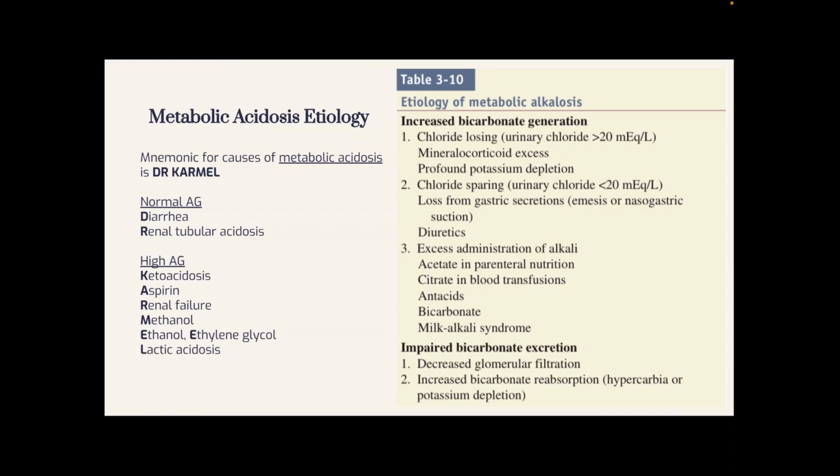Here there's a good mnemonic for remembering metabolic acidosis. Dr. Carmel. So in metabolic acidosis, you can have either diarrhea, if it's a normal anion gap. We'll get to the anion gap in a while. Diarrhea, renal tubular acidosis, ketoacidosis, aspirin, renal failure, methanol, ethanol, and lactic acidosis.